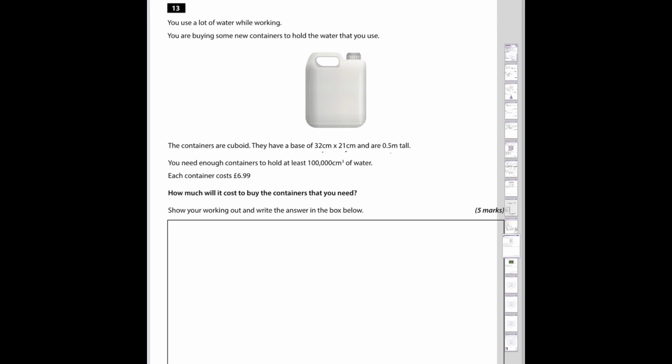So we need to work out how many containers we need. Again, I understand that this is the kind of question people look at and go, oh, I've just got no idea what that means. So let's break it down.